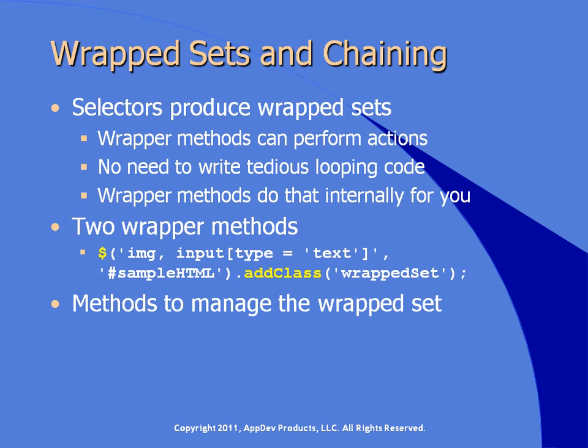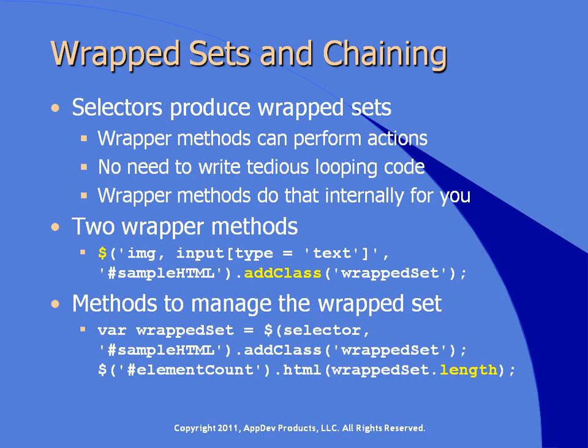Now, jQuery has methods that let you manage the wrapped set as you chain together several methods to act on the elements. For example, you can get the number of elements in the current wrapped set using the length property of the wrapped set. So the test page uses this little bit of code in order to display the number of matched elements on the left side of the page. So the first statement executes the add class method. So that's going to add the wrapped set class to those selected items. And then the second statement uses the length property of that wrapped set object to display the element count.